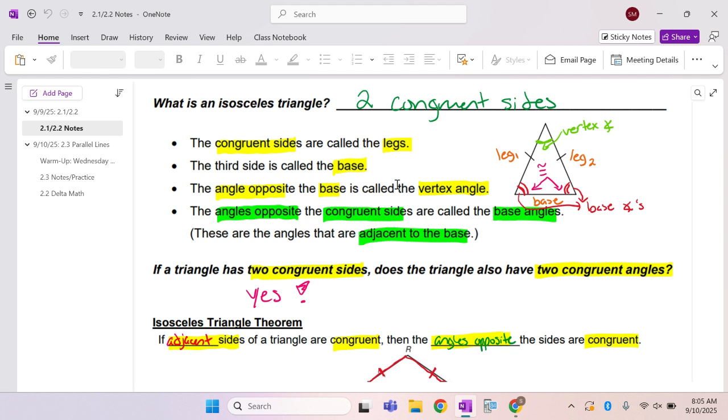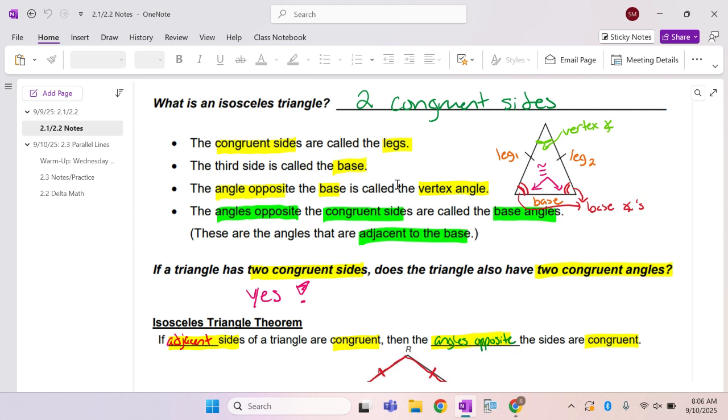And again, basically the isosceles triangle theorem is just saying if the adjacent sides of the triangle are congruent, meaning, remember, adjacent means right next to each other. They share a side, they share a vertex. That's adjacent angles. The adjacent sides meaning they connect at a point. All right. Are congruent. That means the angles opposite them are also congruent. That's what I marked here.